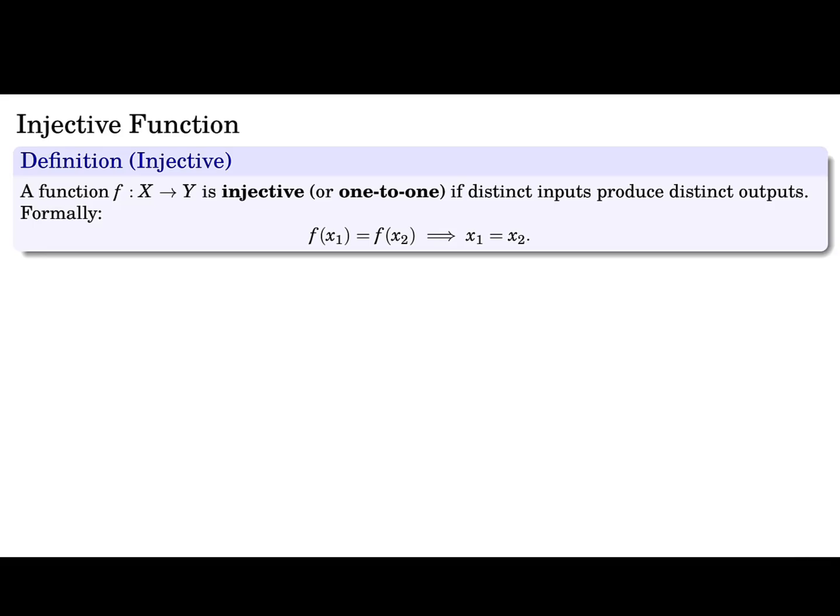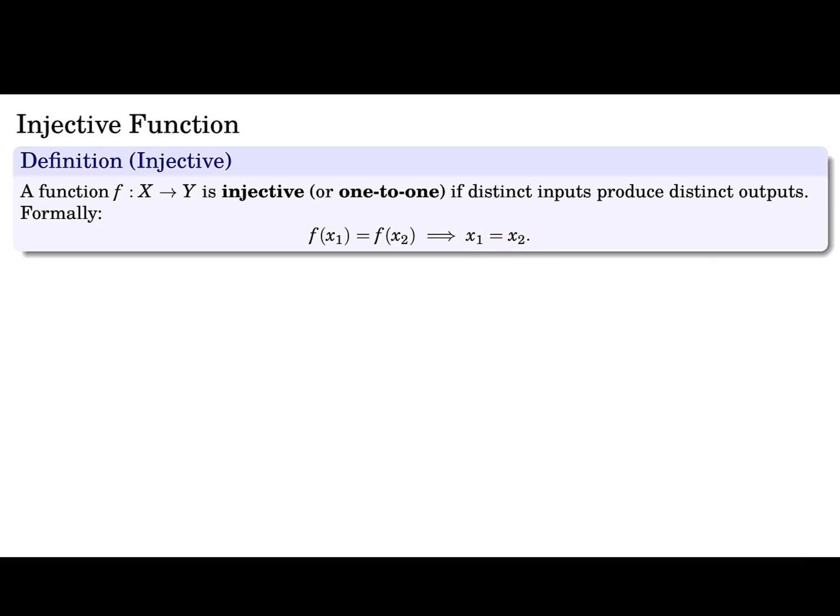A function f from x to y is injective if different inputs always give different outputs. So in other words, no two distinct elements of the domain map to the same element of the codomain. And this can be formally defined as: if f of x1 is equal to f of x2, then this will imply that x1 must be equal to x2.